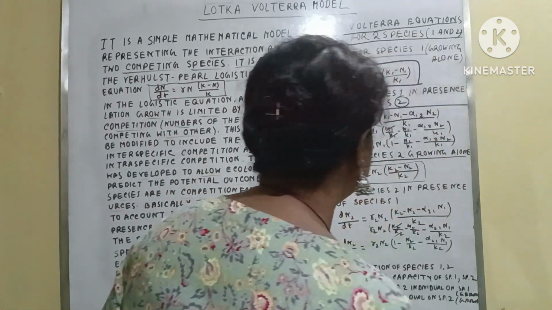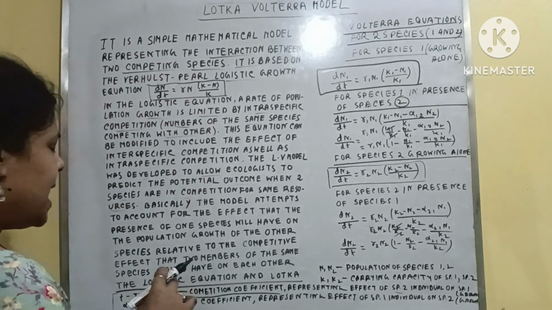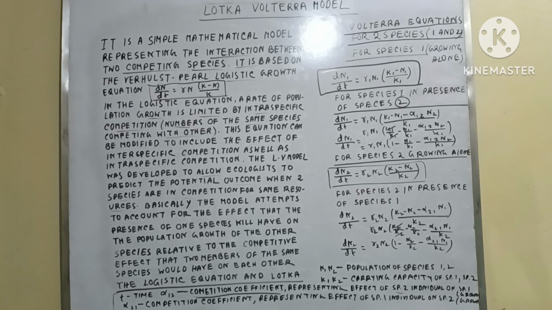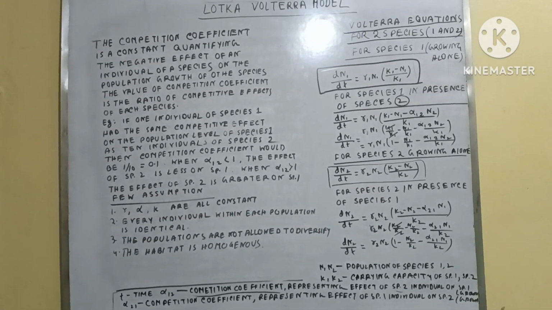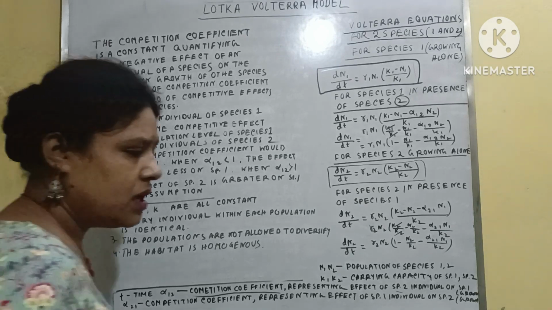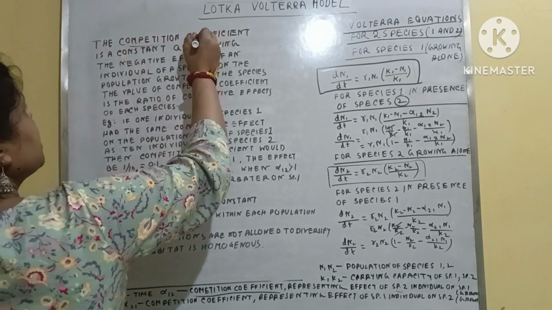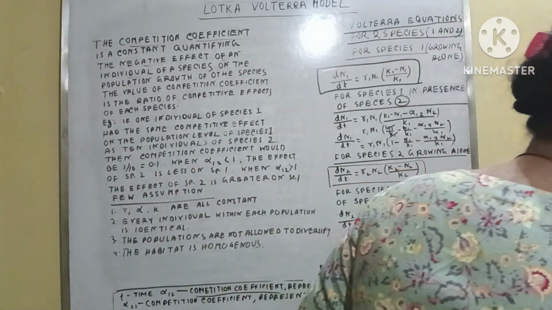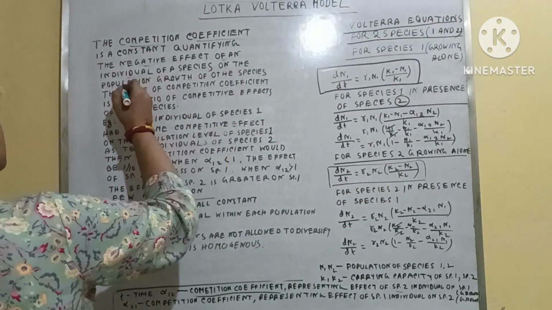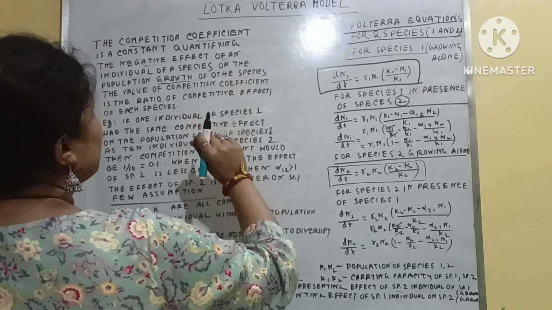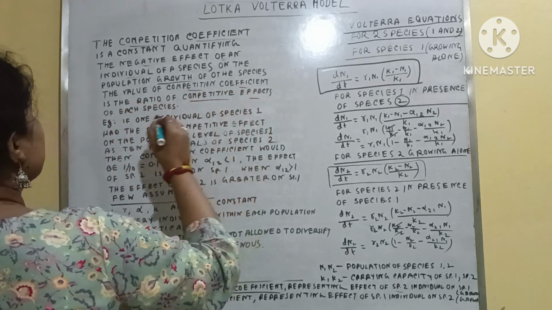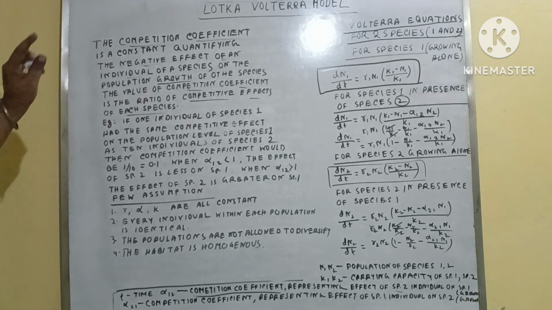Next we have to understand the coefficients alpha 1 2 and alpha 2 1. So first I have to write this one, and after I will try to explain it. Here the competition coefficient is a constant quantifying the negative effect of an individual of a species on the population growth of other species, and the value of the competition coefficient is the ratio of the competitive effects of each species.